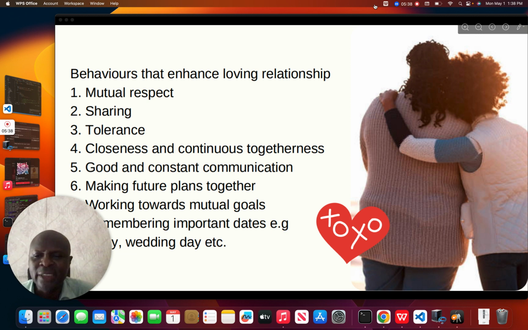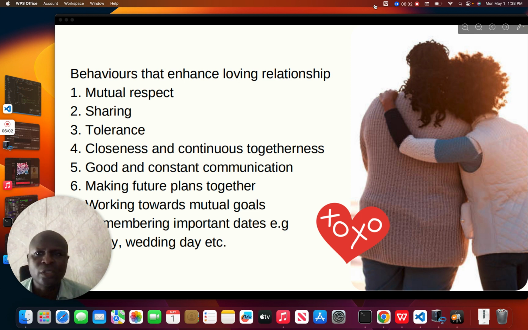Then do not forget, you must remember important dates. Dates are very, very important in our life. When you remember important days like your birthday dates, like your parents' wedding anniversary and so on, it is a way that truly you are showing loving relationship.